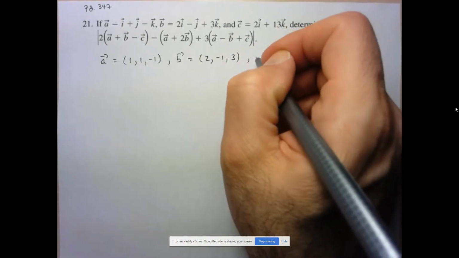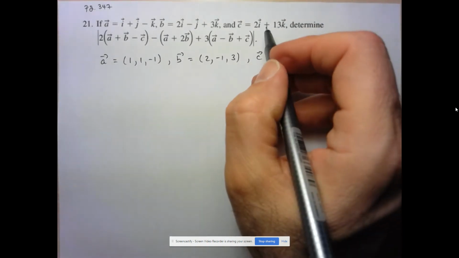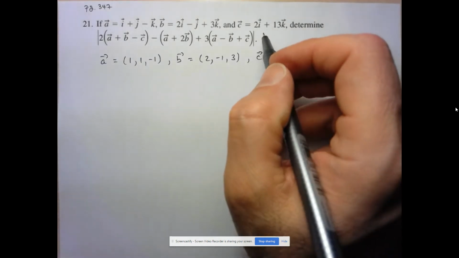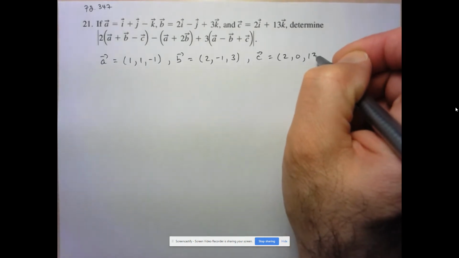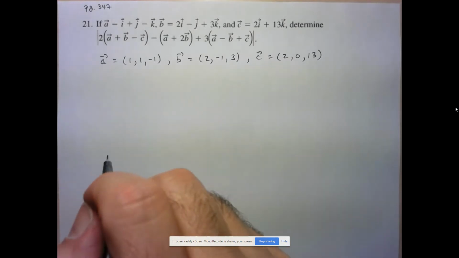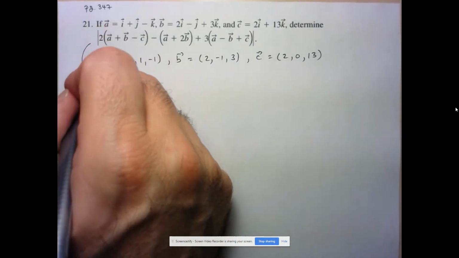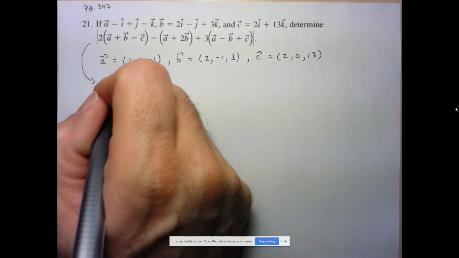And then here for c, so our x value is going to be 2. Now there's no j. That must mean that its coefficient is 0. So it's going to be 0. And then 13k, so my z component is 13. Okay, so from here I think it's going to be a little easier to solve this problem. So I'm not going to show every little step here. I'm going to do some steps in my head.